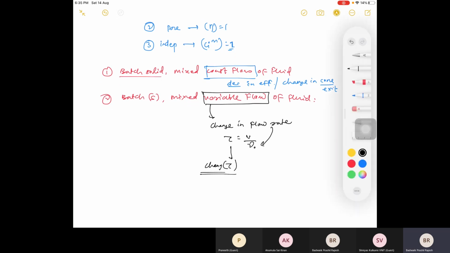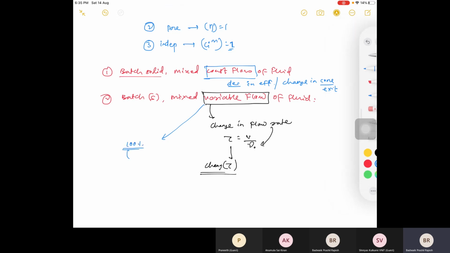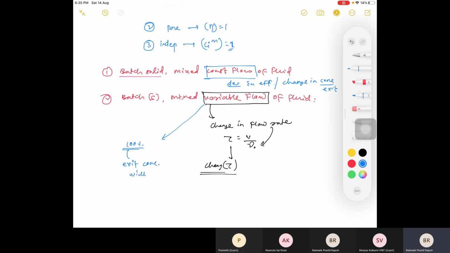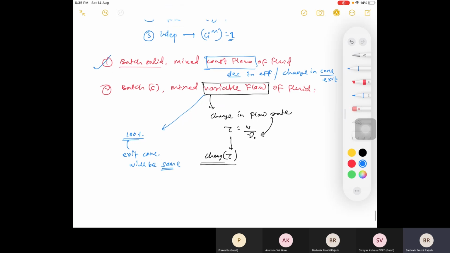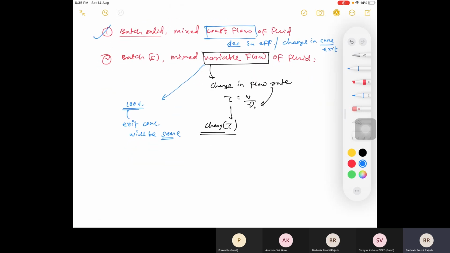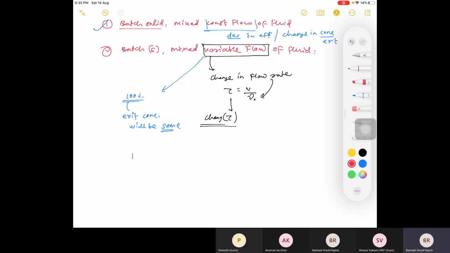Okay, and because here it is variable flow, that is, I'm adjusting flow rate to get 100% efficiency, my exit concentration will not change. Exit concentration will be same, right? So we derived for this. Now I'm going to write down the equation for this. It will be same. Suppose I'm assuming there is an independent deactivation. Second assumption is first order deactivation.